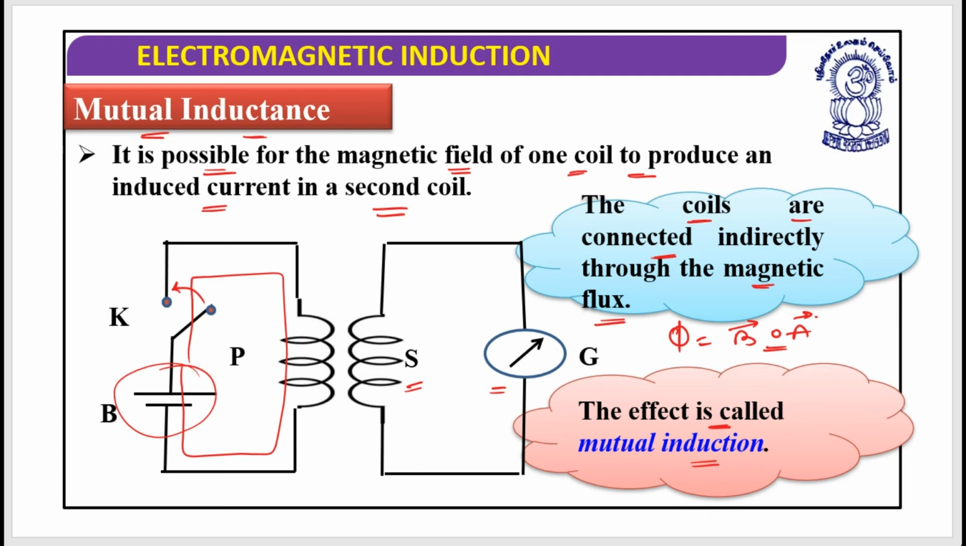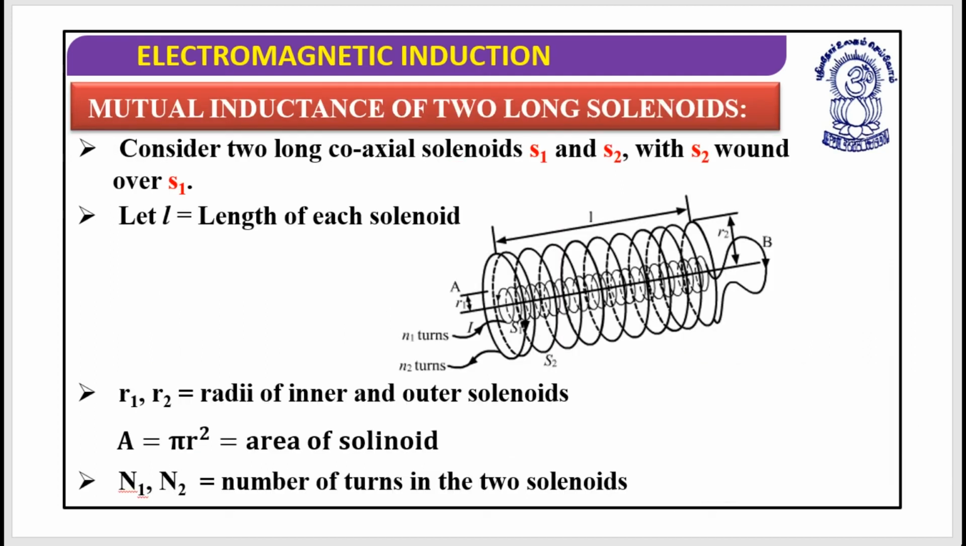Now let's study this analytically, to see what would happen. We are just considering the mutual inductance of two long solenoids. So what we have done is consider two long coaxial solenoids.